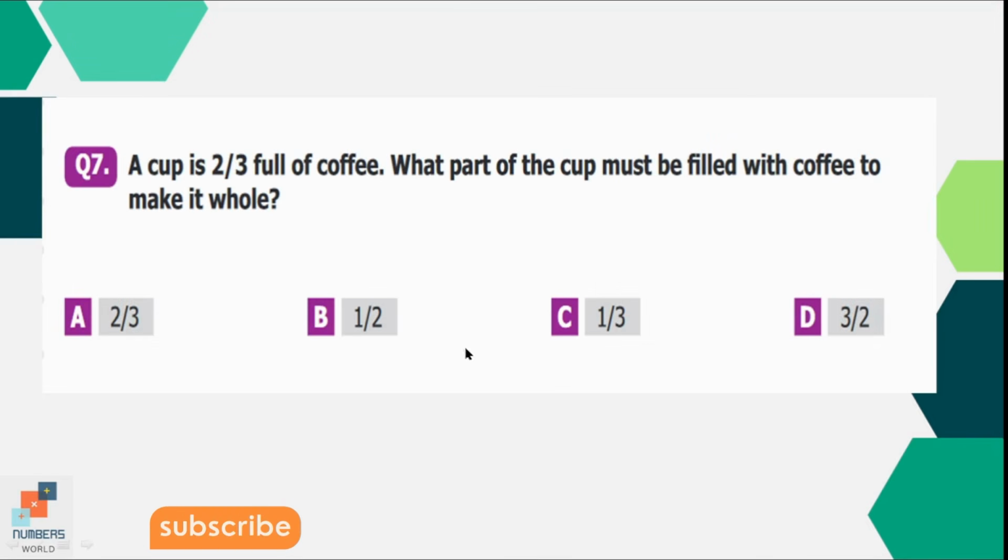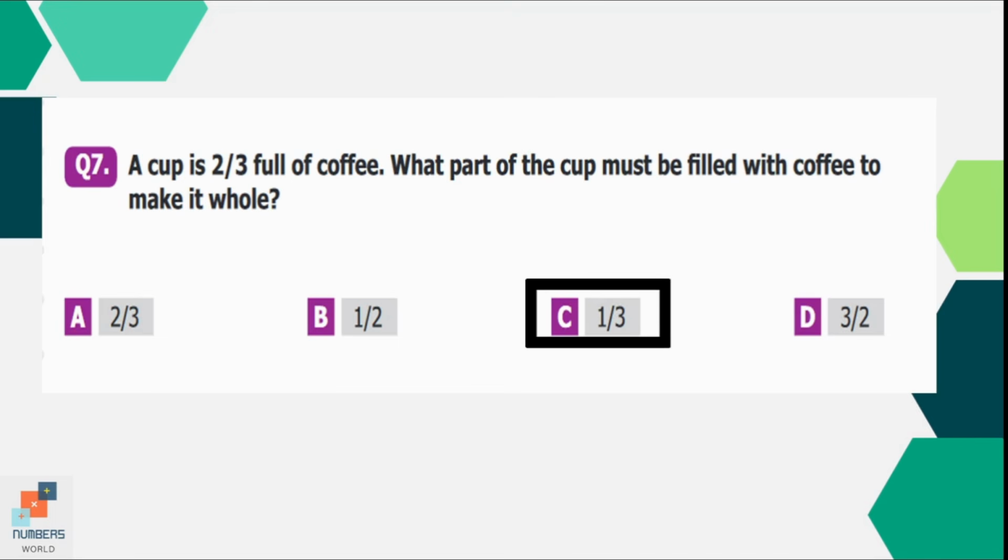Question number 7. A cup is 2 by 3 full of coffee. What part of the cup must be filled with coffee to make it whole? So out of 3 parts, 2 parts are already full with coffee. It means one part is empty. So we need 1 by 3 of the coffee to make it whole. So option C is the correct option here, 1 by 3.